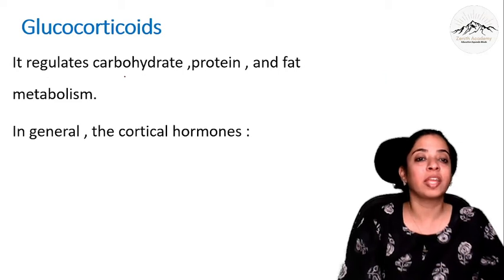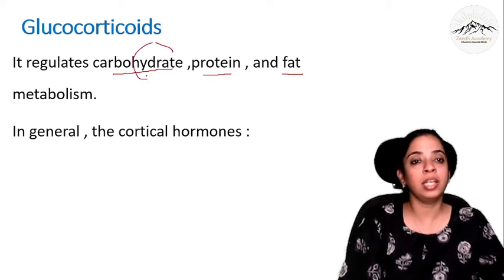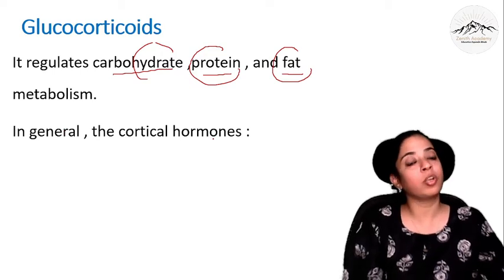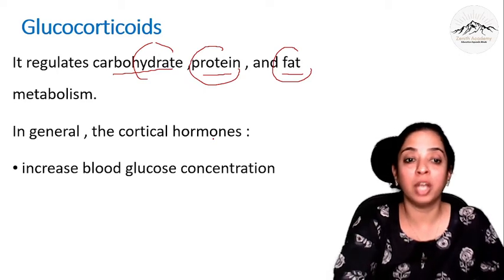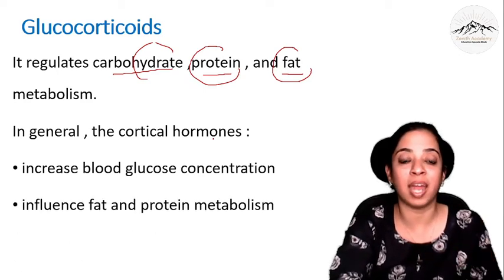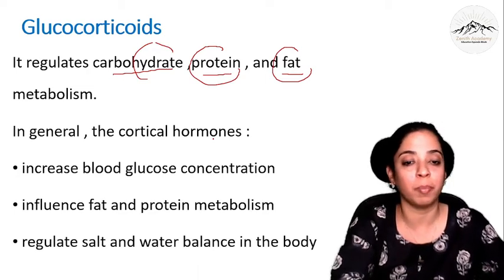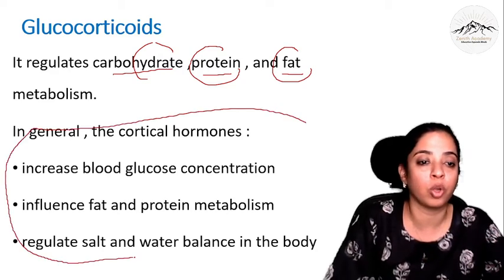Glucocorticoids regulate carbohydrate, protein and fat metabolism. Okay. So in general, what do the cortical hormones do? They increase the blood glucose concentration, influence the fat and protein metabolism, and regulate the salt and water balance in the body. So these are the general functions of cortical hormones.